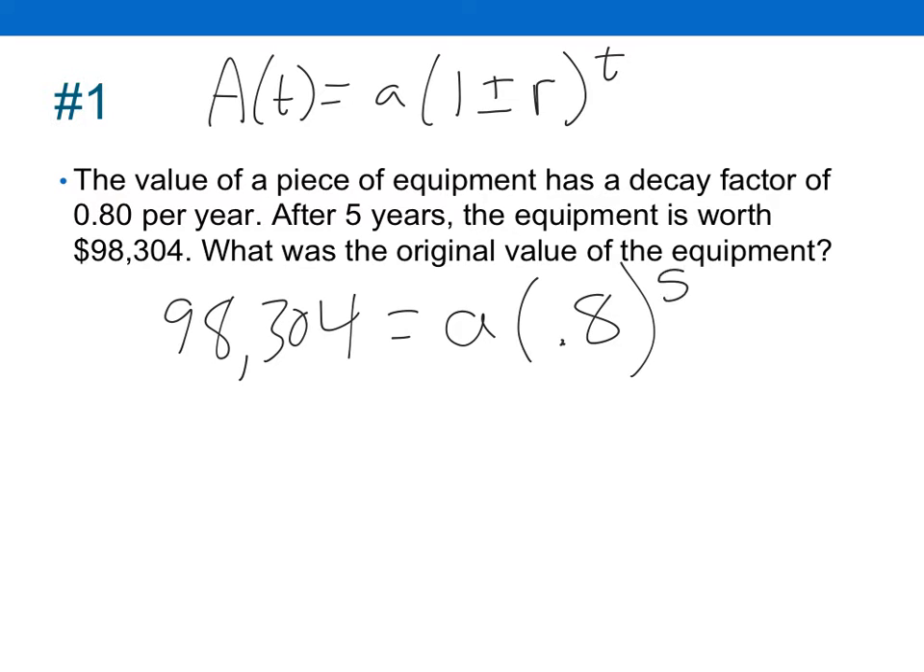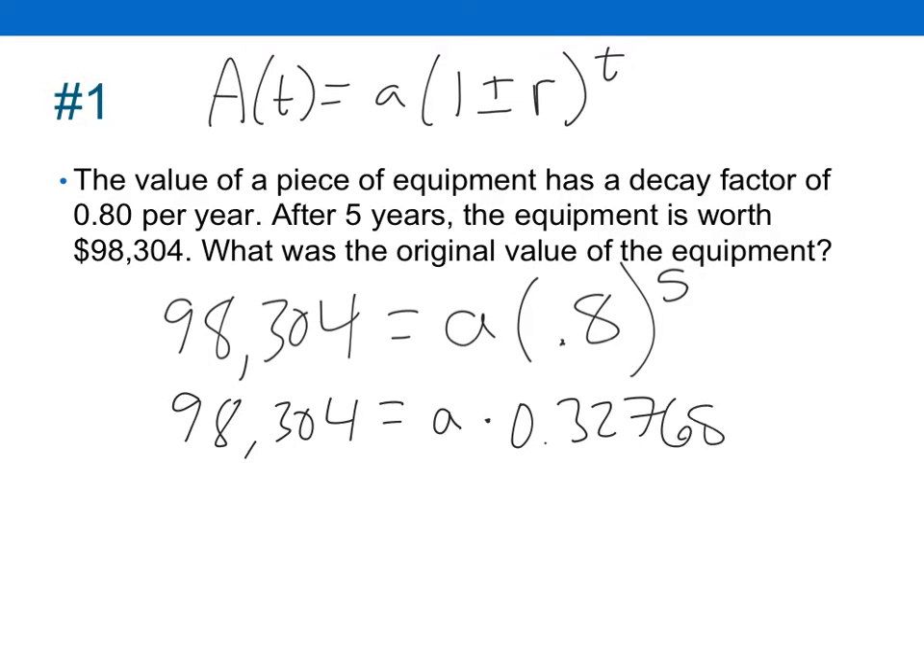And then it was a time of 5 years. So this really isn't that bad. We know that exponents come before multiplication, right? So we wouldn't do A times that first. We'd actually do 0.8 raised to the fifth first. So now I have my $98,304 equals A times, and that'd be 0.32768. So I just get a nasty decimal.